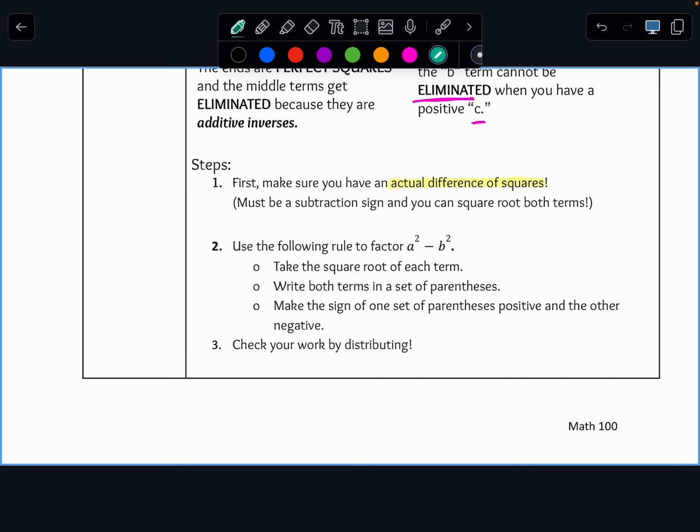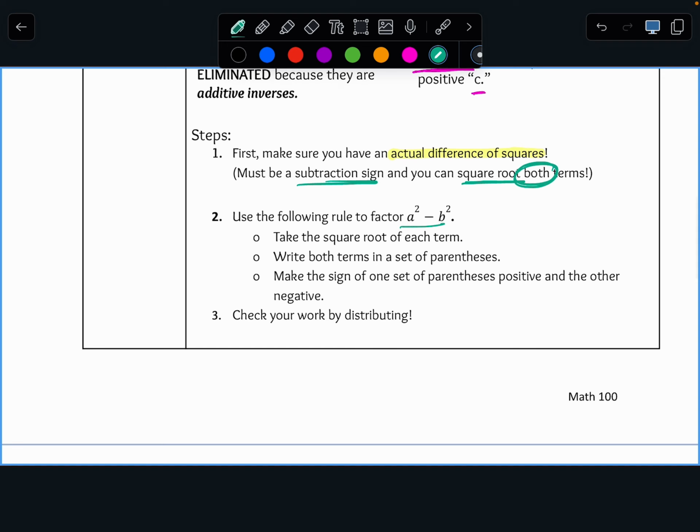You have to have a subtraction sign, and you can square root both terms. And then we use our rule. Take the square root of each term, write those in parentheses, and then make sure that one is positive and the other is negative.